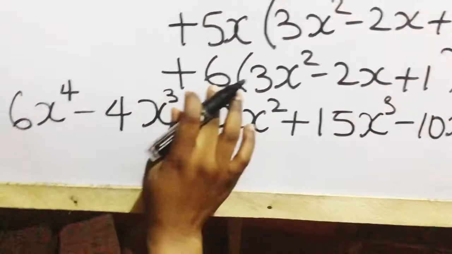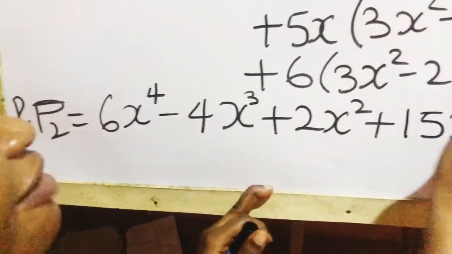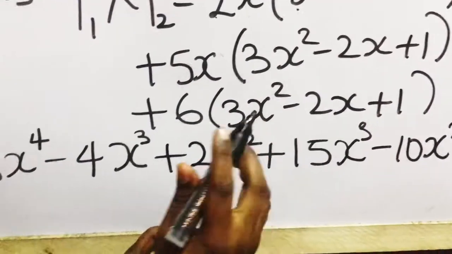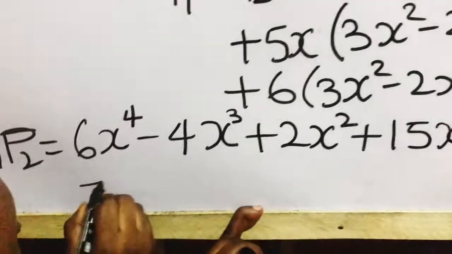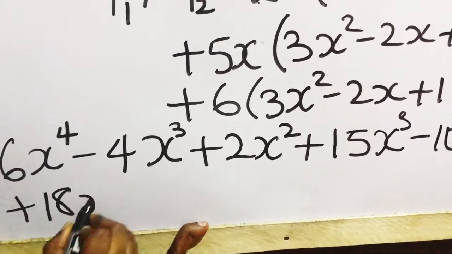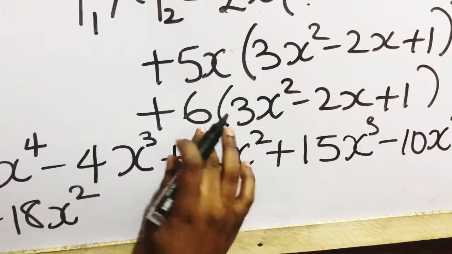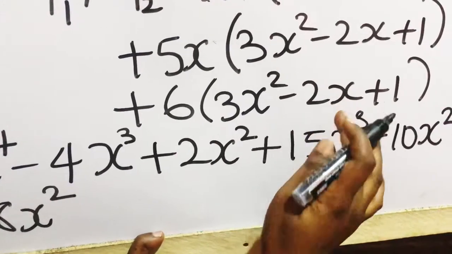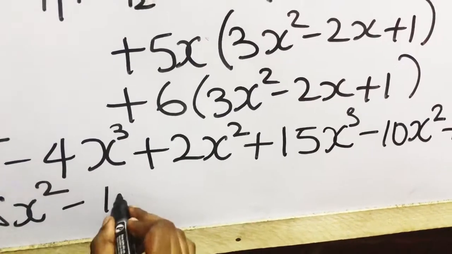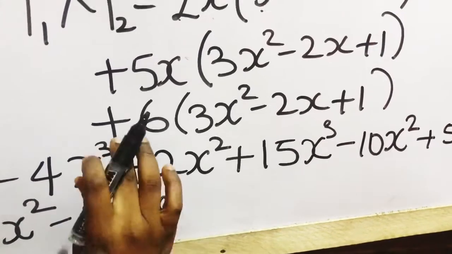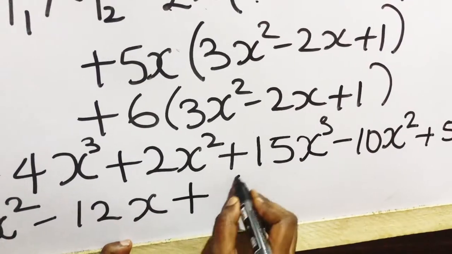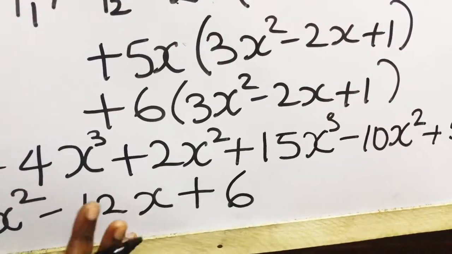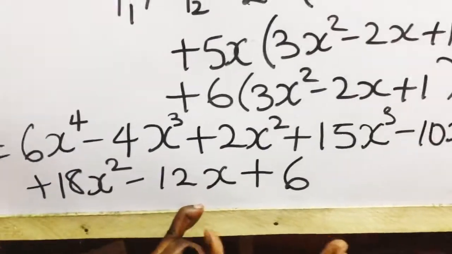Followed by plus 6 to multiply everything inside P2. So plus 6 multiplied by 3x squared gives plus 18x squared. Plus 6 multiplied by minus 2x gives minus 12x. Plus 6 multiplied by plus 1 gives plus 6. So now you are going to collect like terms.